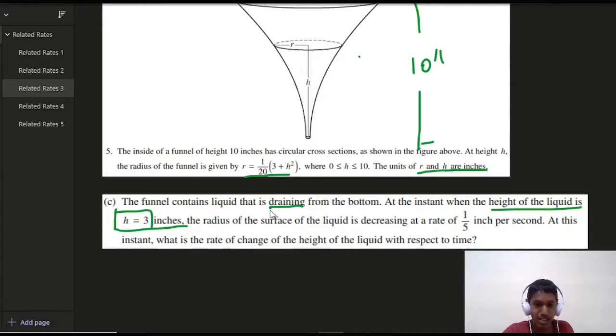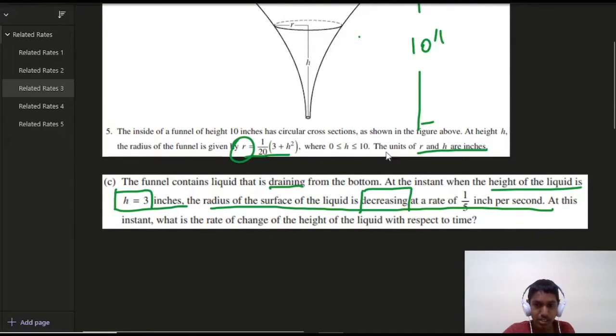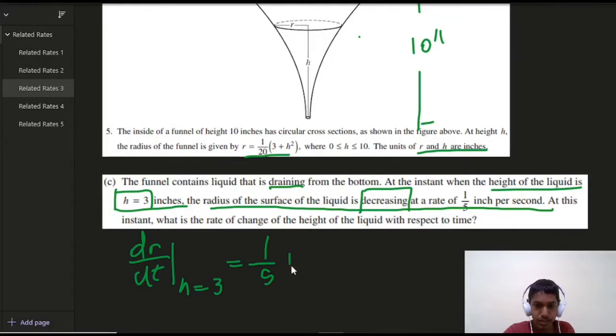Okay, so at the instant when the height of the liquid is h equals 3, the radius of the surface is decreasing. Okay, decreasing. So luckily they already have r as the radius, so dr/dt when h is 3 is 1/5 inch per second. Okay, at this instant, what is the rate of change of the height with respect to time? So they're really asking for dh/dt, as h is height.